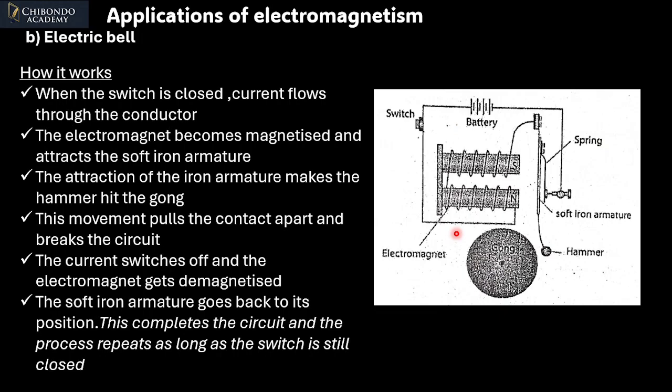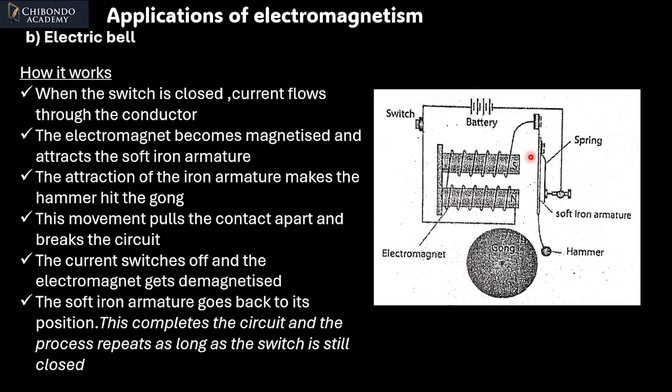Another useful application of electromagnetism in everyday life is the electric bell. So how does this electric bell work? Let's look at the image. Here we have the gong, here we have the hammer, there we have the soft iron armature, there we have a spring, we have the cell as the power source, we have the switch, then we have electromagnets. Which means they only become magnets when current is passing through them, and they do not behave as magnets when there is no current.